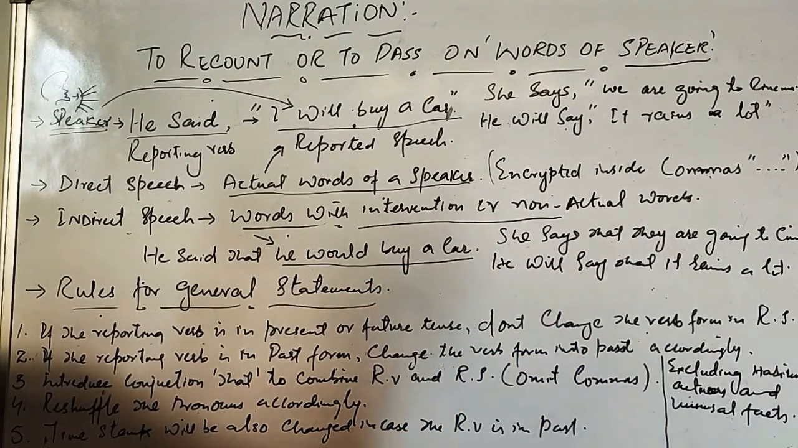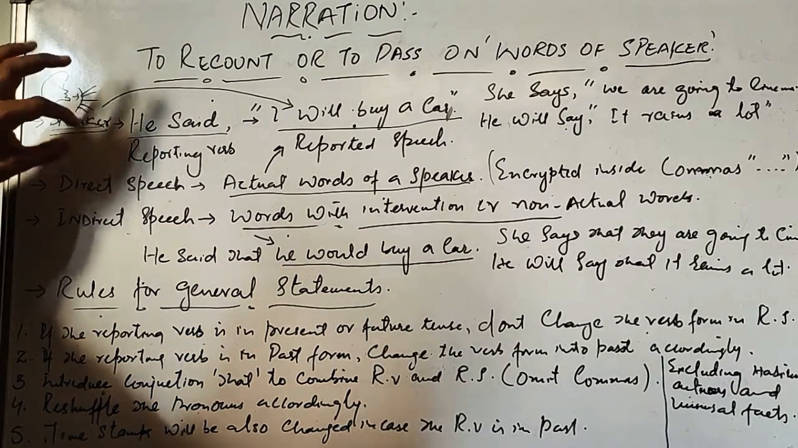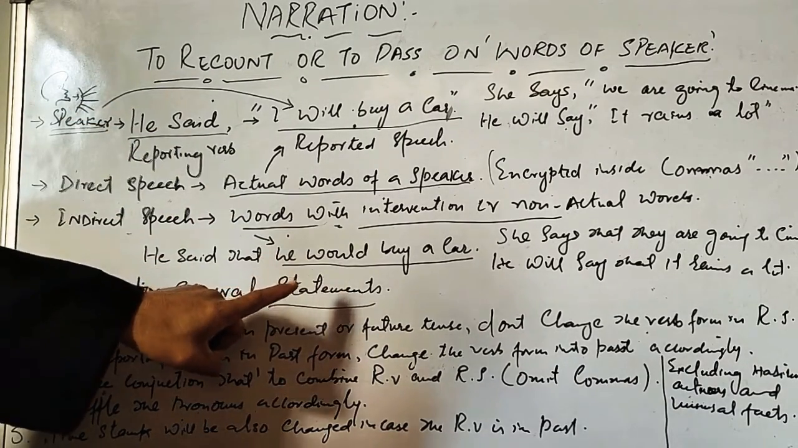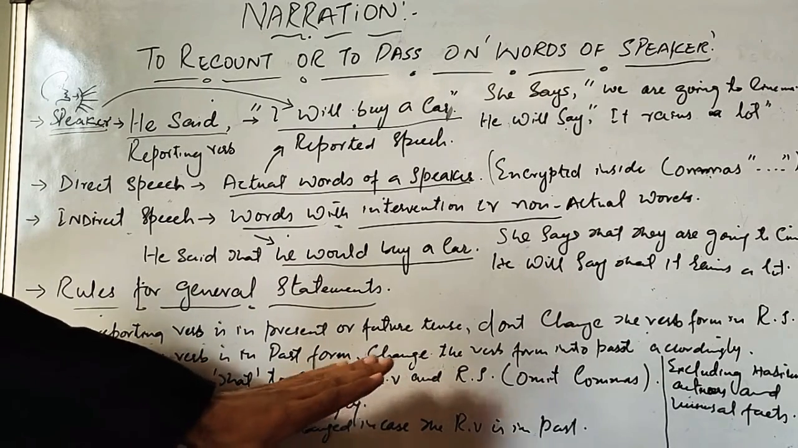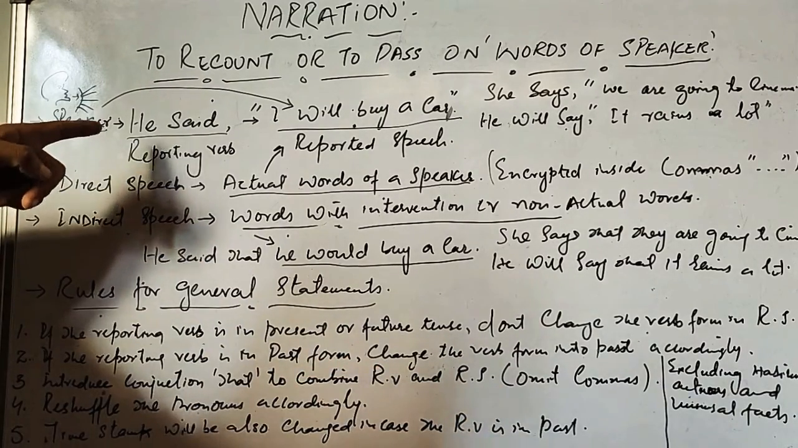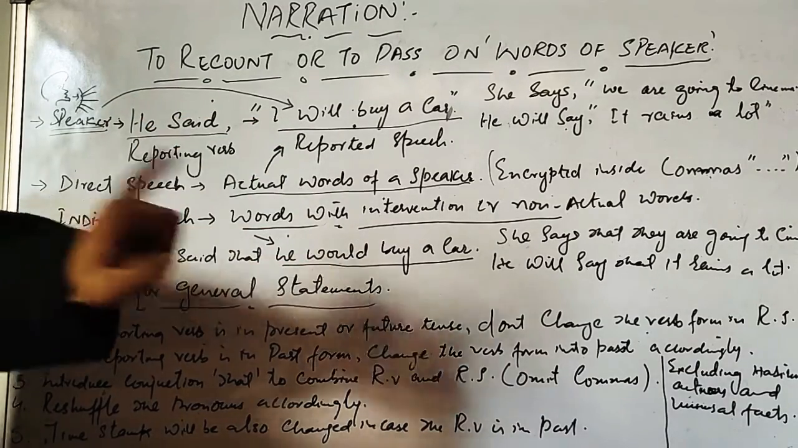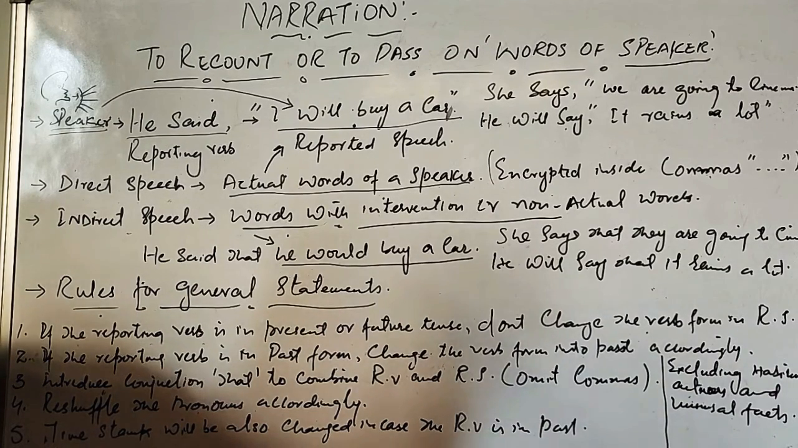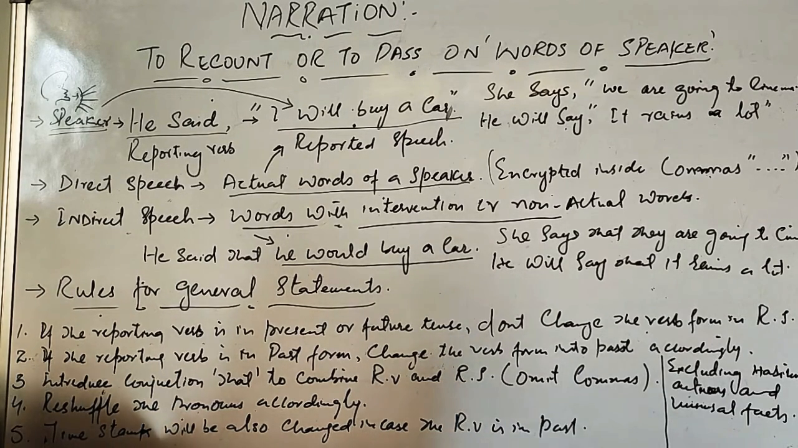Okay. Number second, if the reporting verb is in past form, said is in past form, what will happen to the verb in reported speech? It will be changed into past form accordingly. Like I write here, will is changed into would. There are certain exceptions. If the reported speech is not a habitual action or universal fact, we have to follow the same rule everywhere. But if it is a habitual action or a universal fact, we will discuss it later on. What will happen to that?